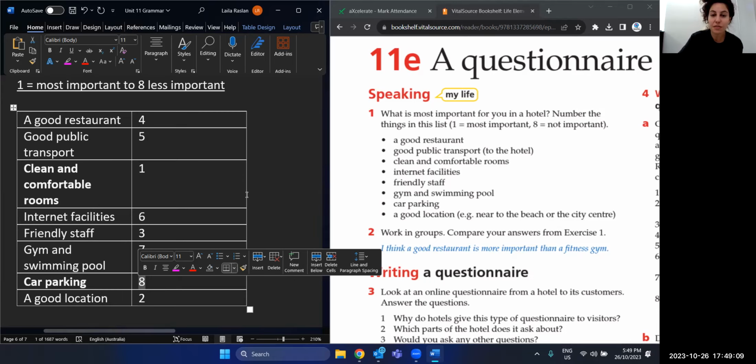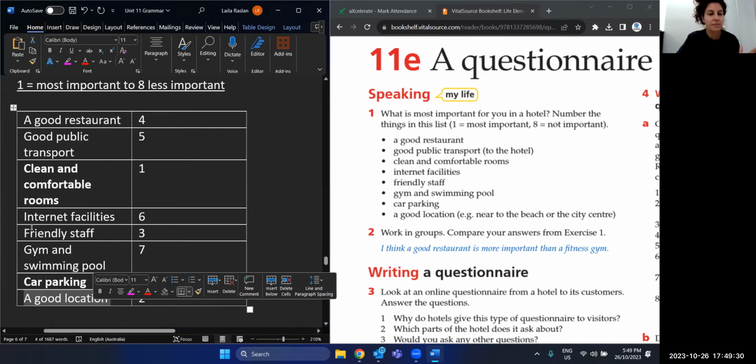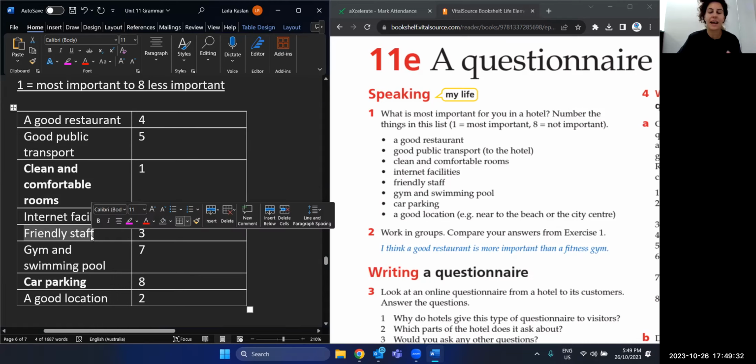Okay, so I hope you've done the same thing. You've put the numbers for you because everybody has different feelings, different things they want. For me, this is my list. 1, this is very important, clean and comfortable rooms. 2, I need a good location, of course. 3, friendly staff. Because if you have a problem, you want to speak to the people to help you. The last hotel, yes, is very important.